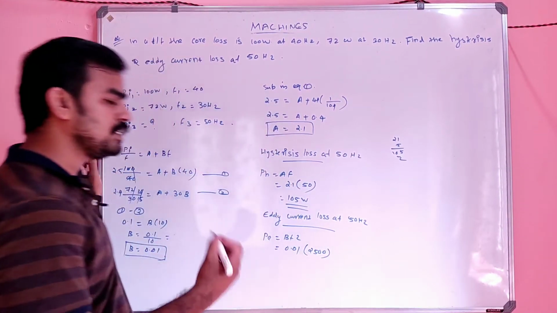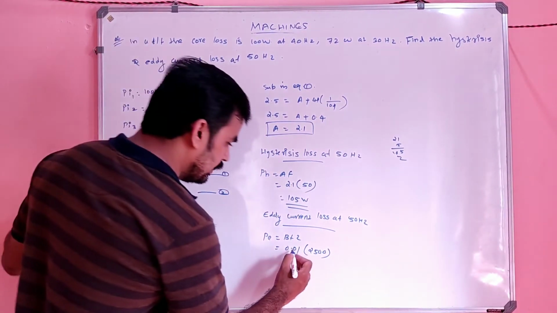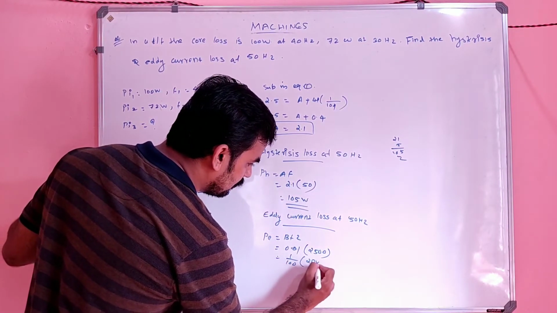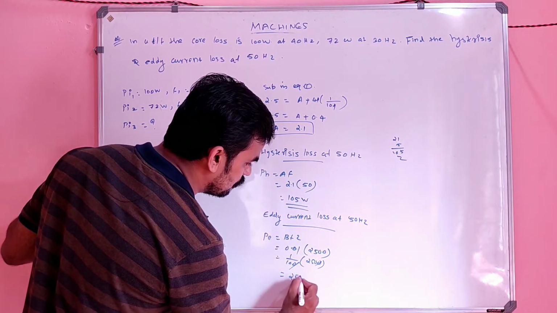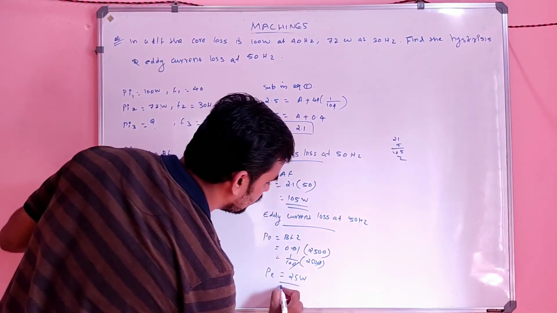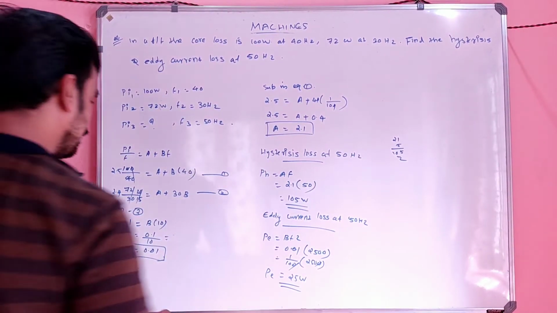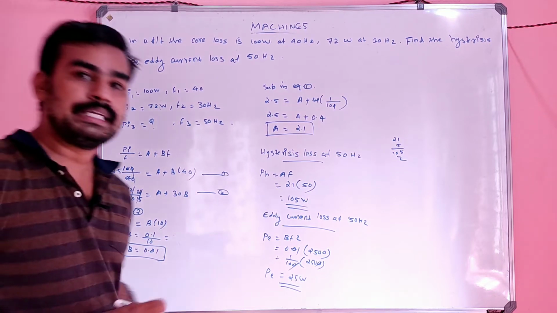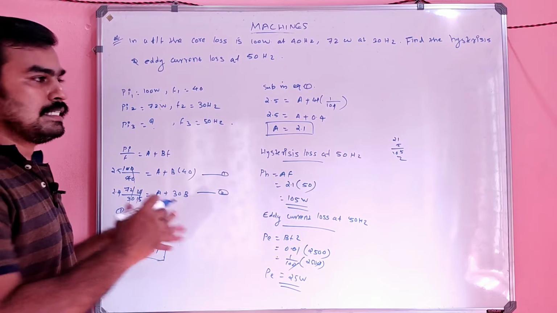50 square is nothing but 2500. So 0.01 is nothing but 1 by 100, and with 2500 we cancel, simply 25 watt. So Ph will be 105 and Pe will be 25 watt, right? Did you get that, my dears? So this is the hysteresis and eddy current loss.